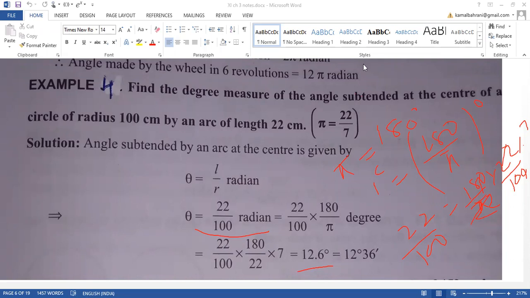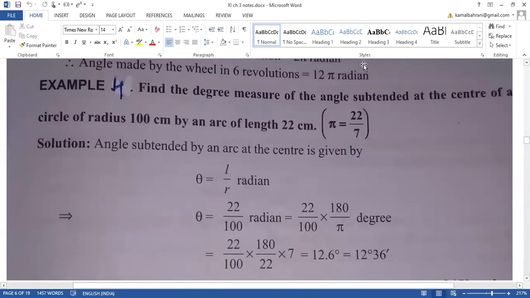Now you know how to convert 12.6 degrees into minutes also. So you'll get 12 degree plus 0.6 degree. Now you know that 1 degree is equal to 60 minutes. So 0.6 degree will be equal to 0.6 into 60 minutes. 6 into 6 is 36. So you will have 36 minutes. The point is there, so it will be 36 minutes. So you're getting the answer 12 degree 36 minutes. I think this must be clear to you all.